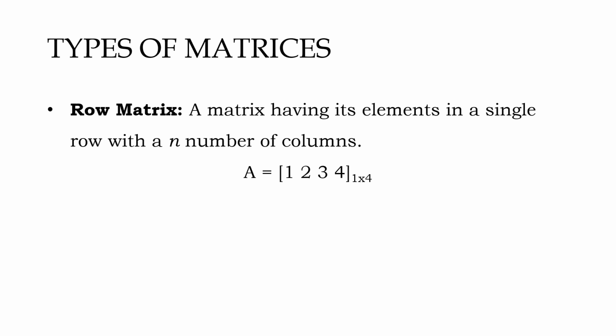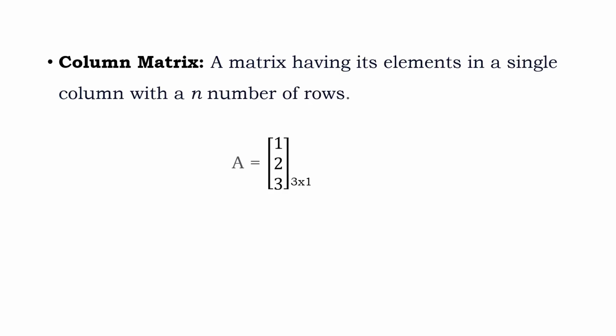First one is the row matrix. A matrix having its elements in a single row with any number of columns. Here, in this case, we have considered a single row with 4 columns. Column matrix. A matrix having its elements in a single column, but we can have n number of rows. Here, we considered a single column with 3 rows. So, we have a 3 by 1 matrix.